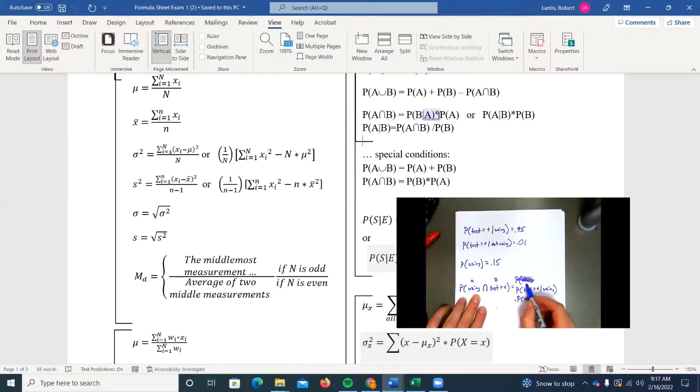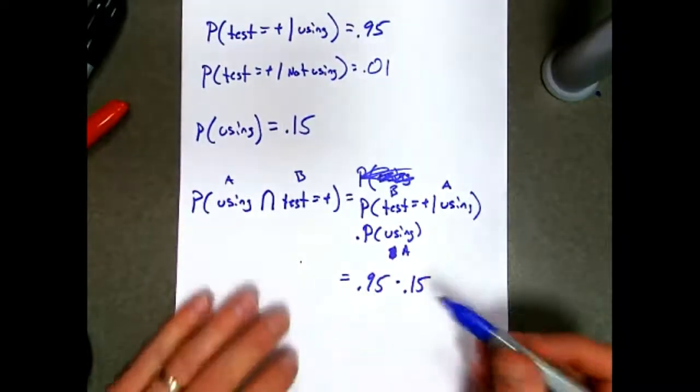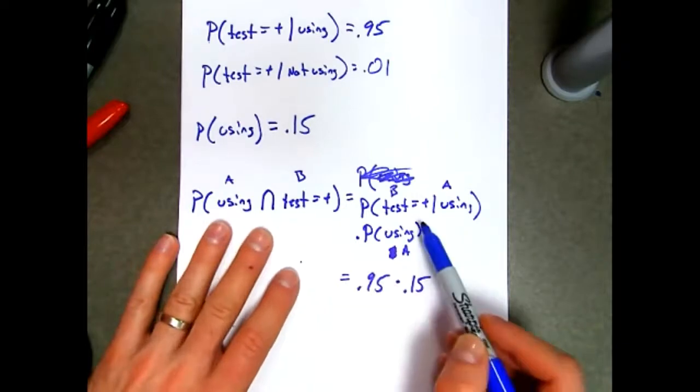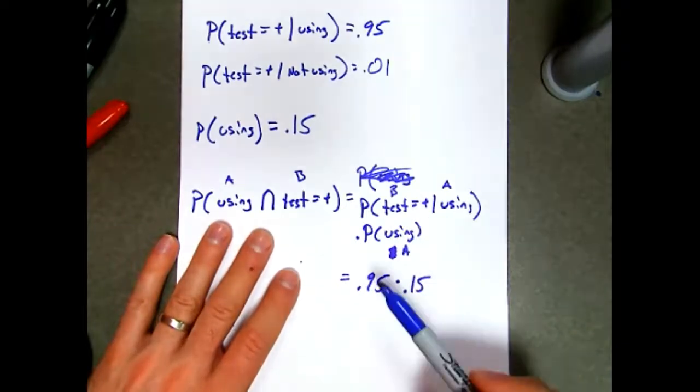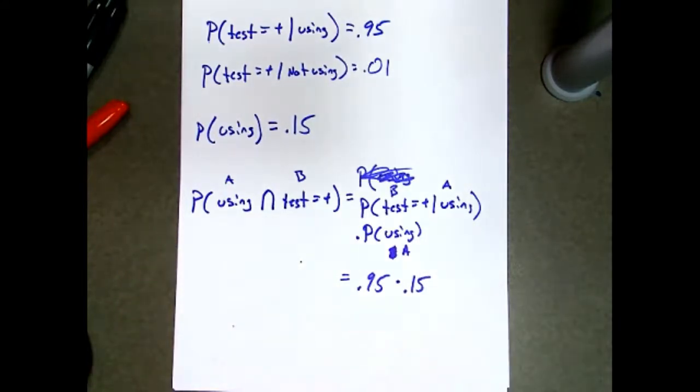Conditional probability. Oh, did I put B here? I meant A, didn't I? Times whatever I'm conditioning on. Now from here, I have these things. Given that they're using, the probability the test comes back positive is 0.95. The probability they're using is 0.15. So that was simply rewriting the intersection as a conditional probability times what I'm conditioning on. Any questions on that?